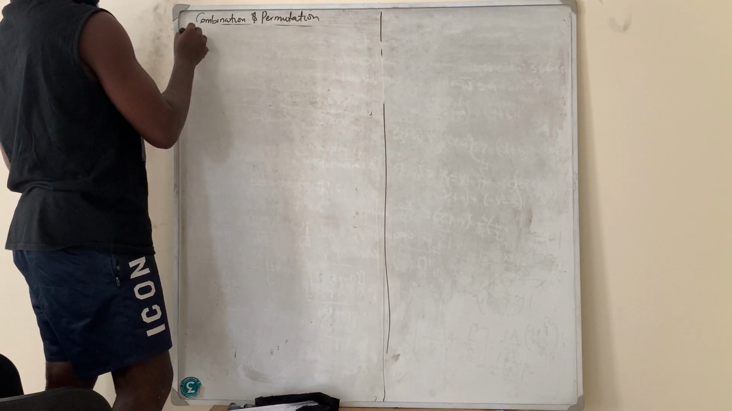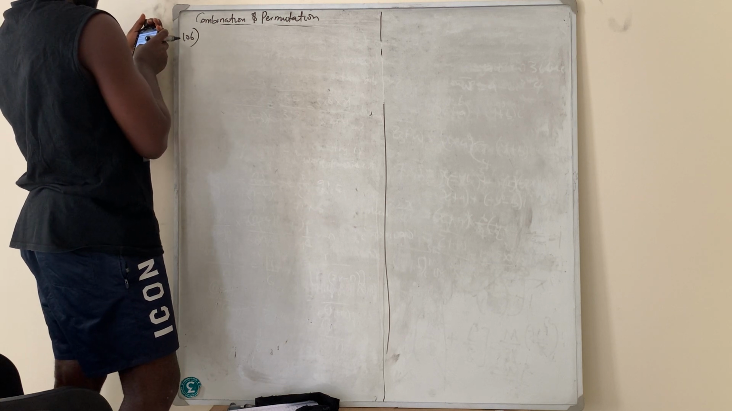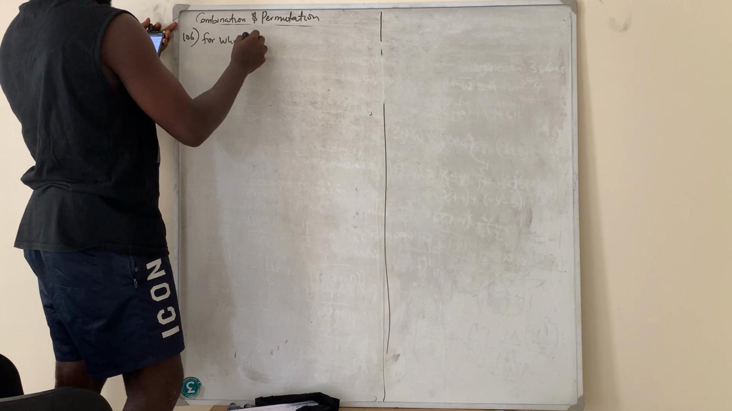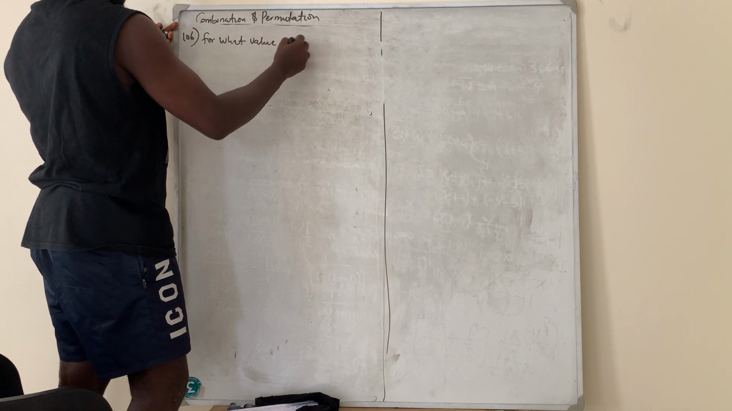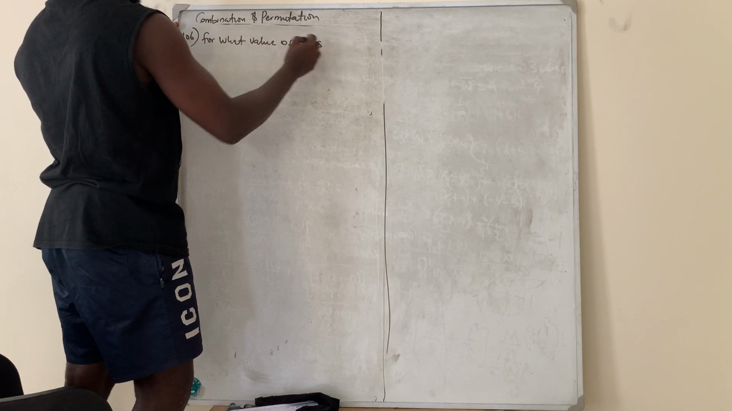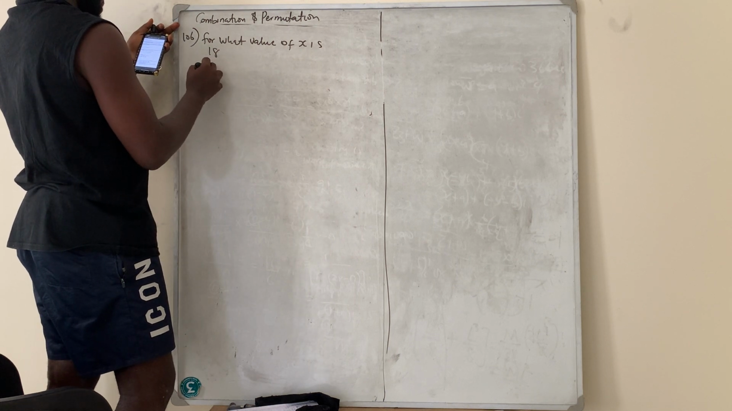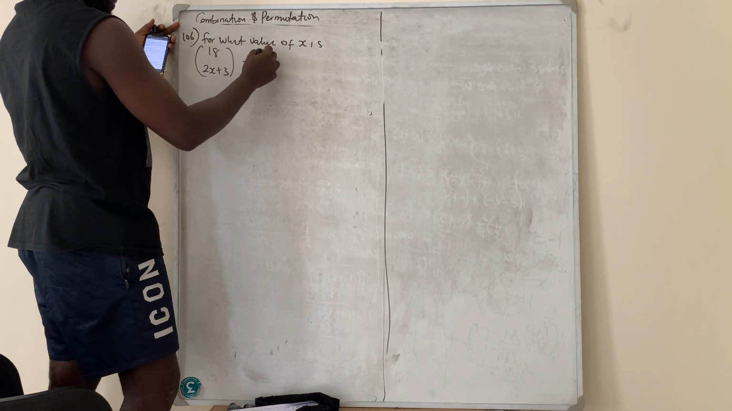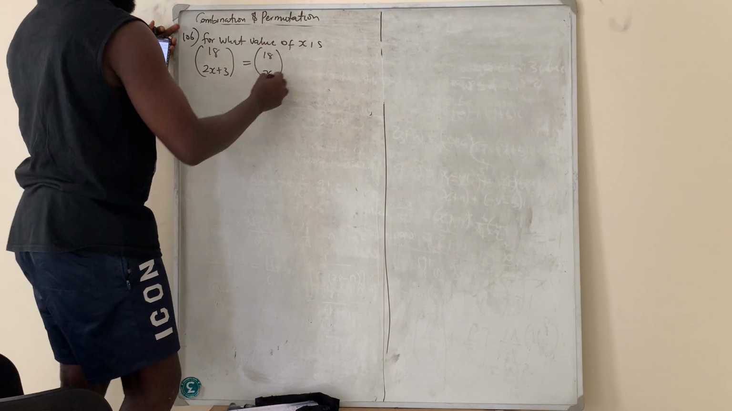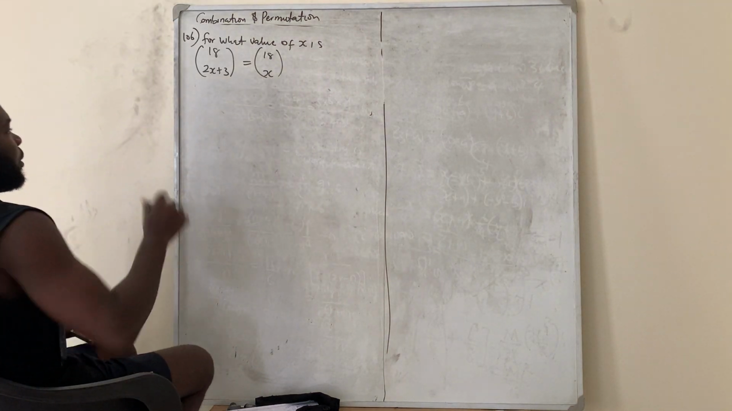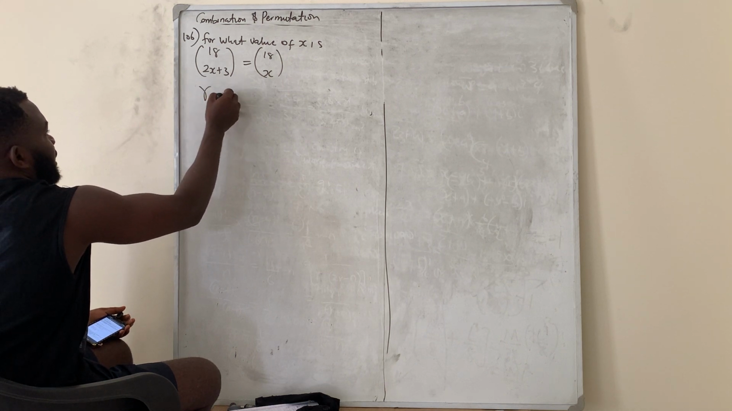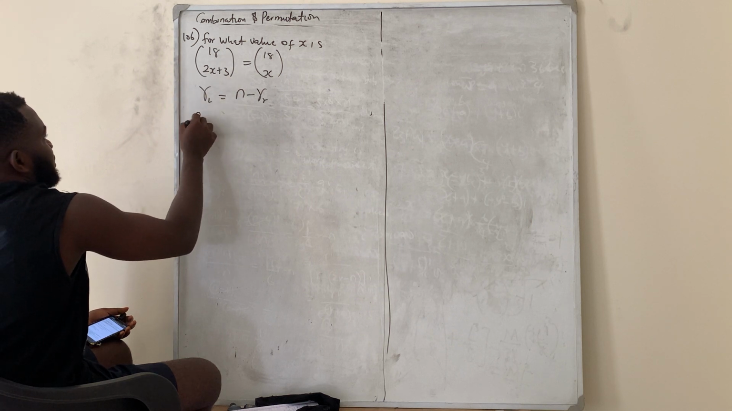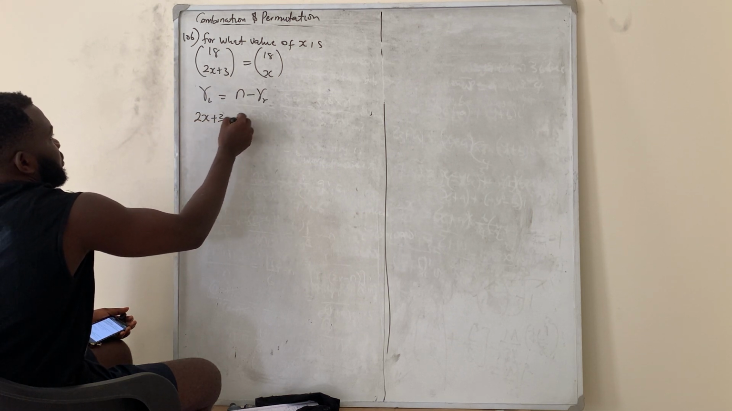Question number 106 said, for what value of x is 18 combination 2x plus 3, you know, you can write combination in this way, is equal to 18 combination x. The same method. Don't forget I told you that the arrow in the left hand side is equal to n minus the arrow in the right hand side. So the arrow in the left hand side is 2x plus 3, is equal to what?